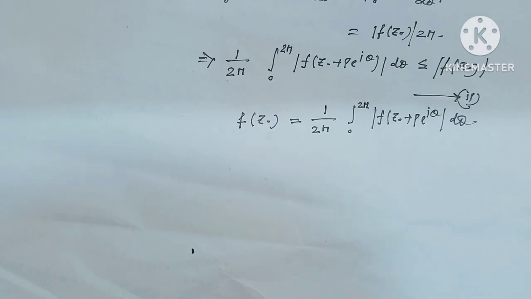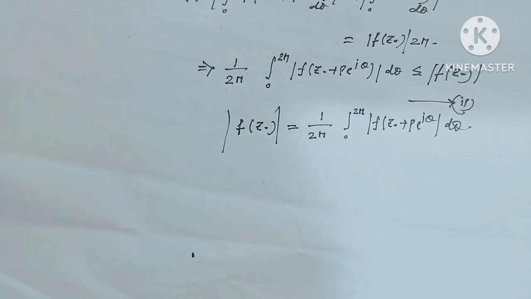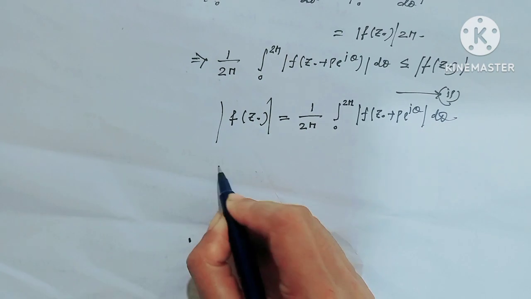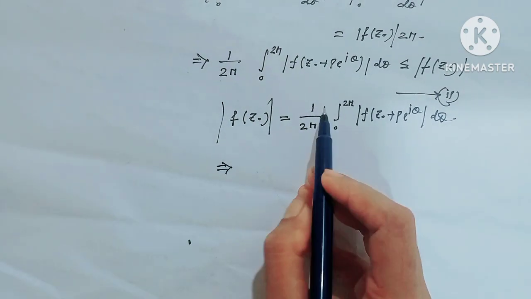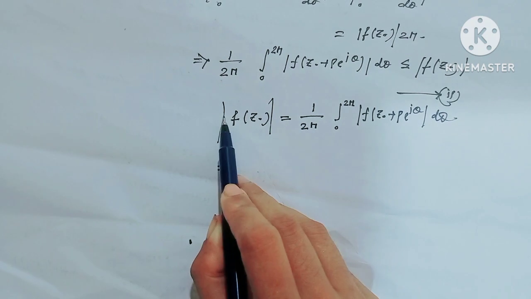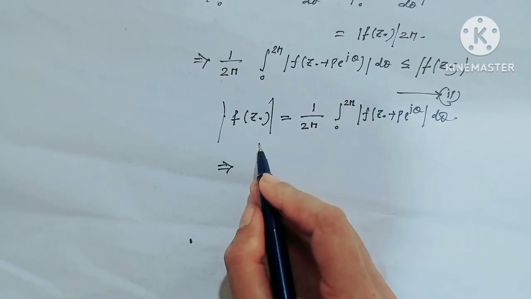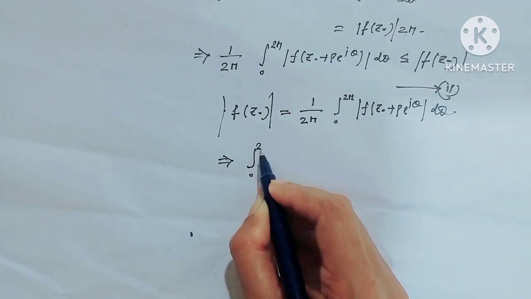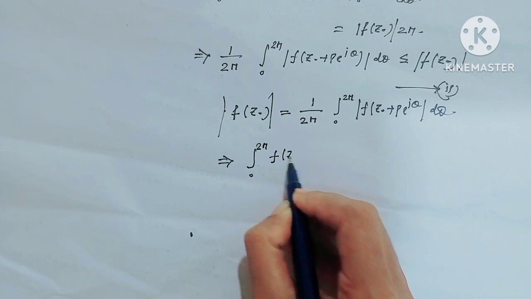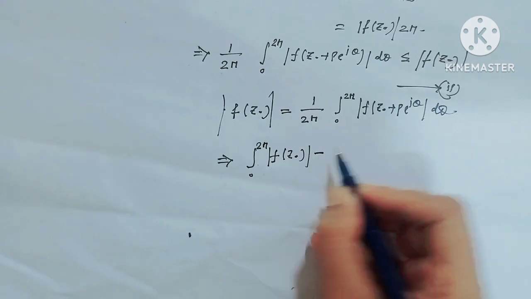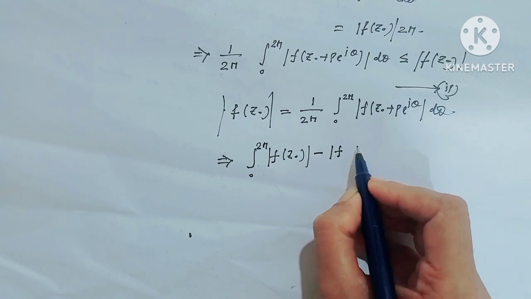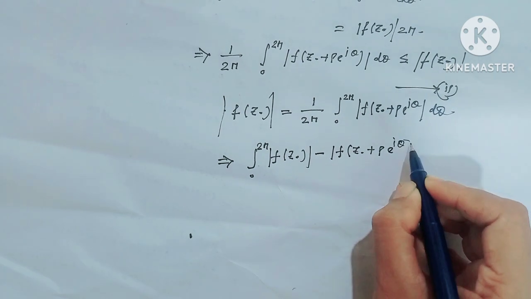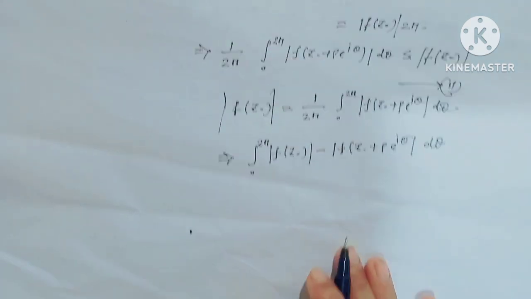Okay, therefore, this is the absolute value of f(z0). Since this value is 1 over 2 pi, we can write the integration from 0 to 2 pi of the absolute value of f(z0) minus the absolute value of f(z0 plus rho e to the power i theta) d theta equal to 0.